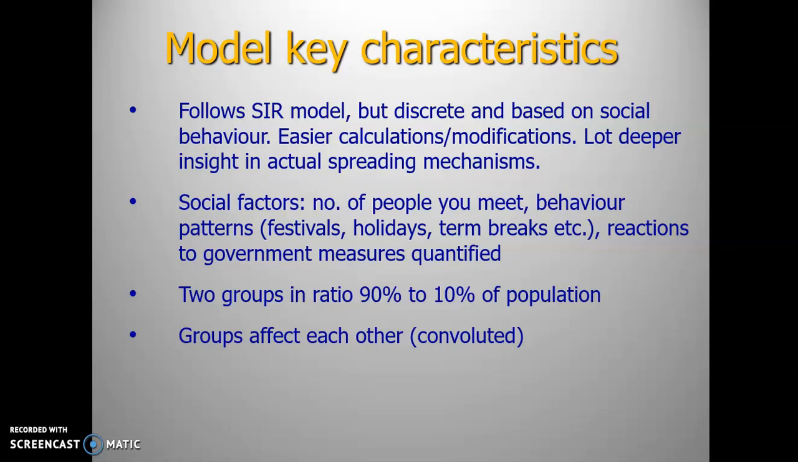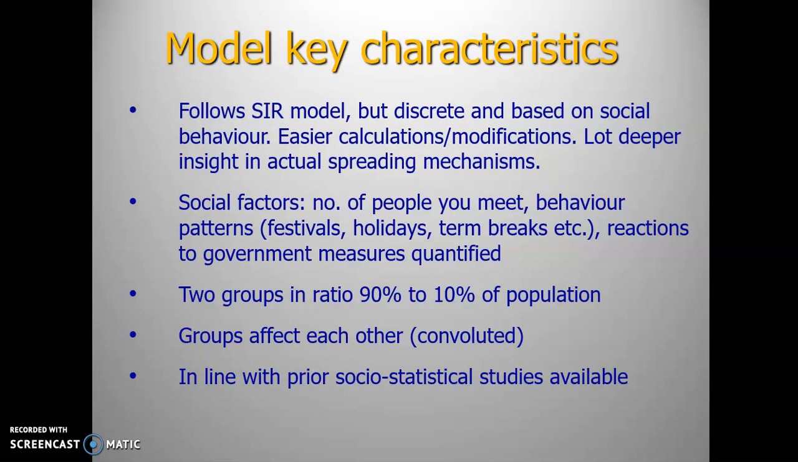Now, my model assumes that the groups affect each other, also something that, mathematically speaking, is convoluted and is something that I think reflects very much what's going on in the real world. And it's also in line with prior socio-statistical studies. There are not very many around, but I found a few and I tried to integrate this into my model.